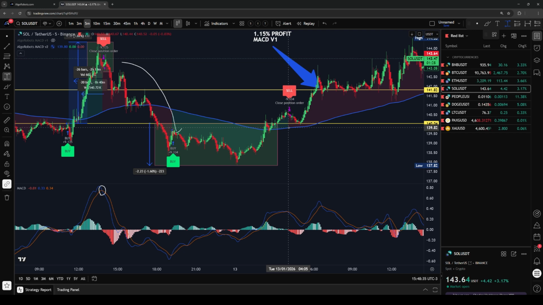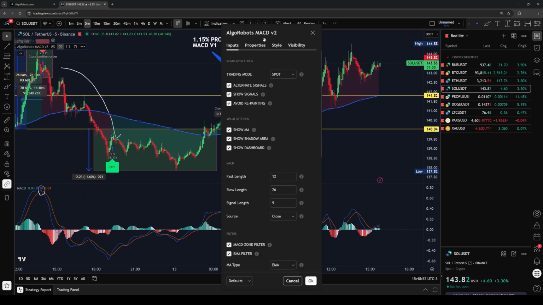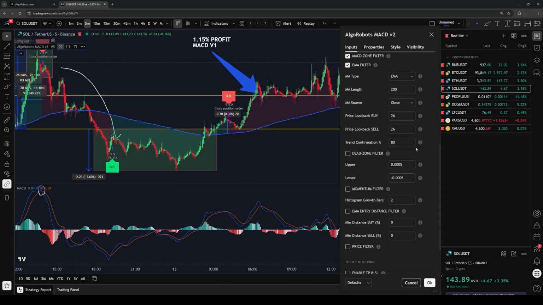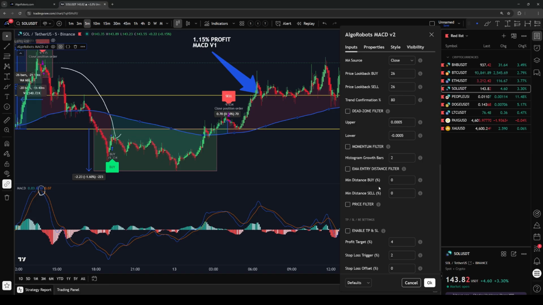Using the last trade as an example, we can see that the sell signal was generated when price was only around 0.5% away from the EMA filter. By enabling this new filter and requiring price to be at least 1% away from the EMA, we can avoid premature exits and obtain cleaner and more reliable sell signals.